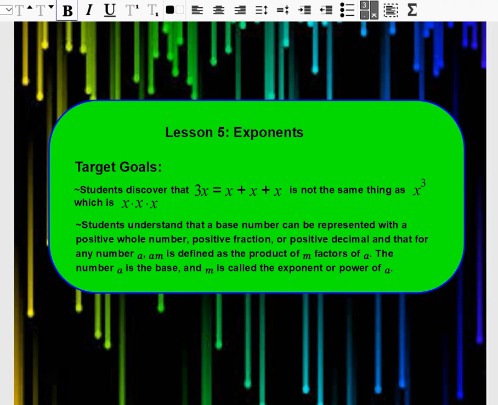Hey there, sixth graders. Today we're taking a look at Lesson 5, Exponents. This one is a very important lesson, so make sure that you're actually paying attention.